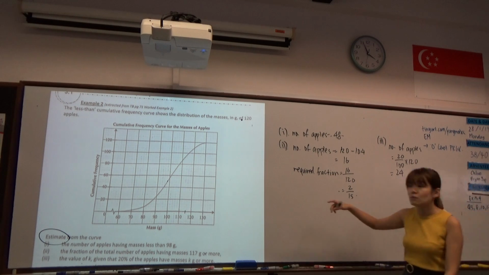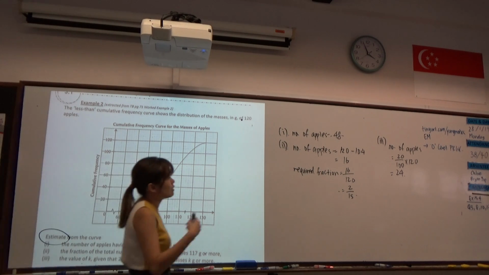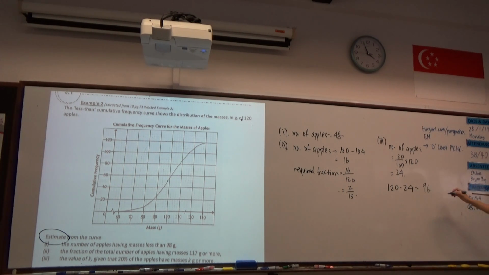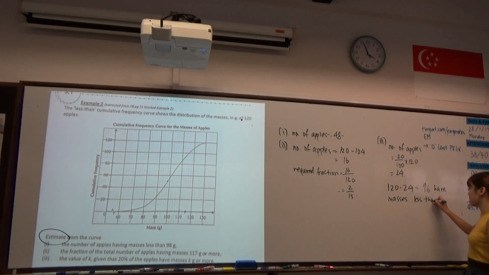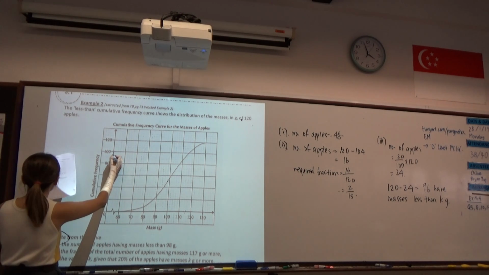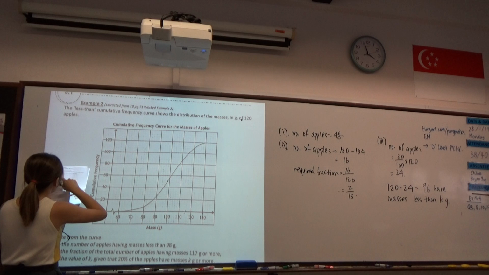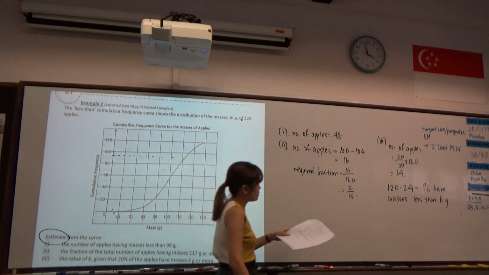Okay, since the reading over here is for less than or equal, less than only, we will need to find the reverse. So 120 minus 24, that will give you 96 apples that have masses less than K grams. Only when you find the reverse, 96, then you can go and read the graph. For 96, somewhere here, 90, somewhere here, right? Then you read off, you will get K equals 114.